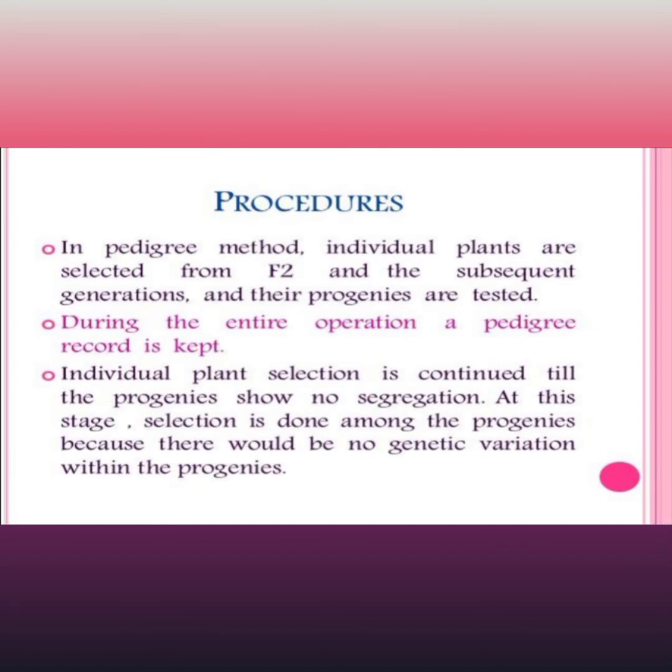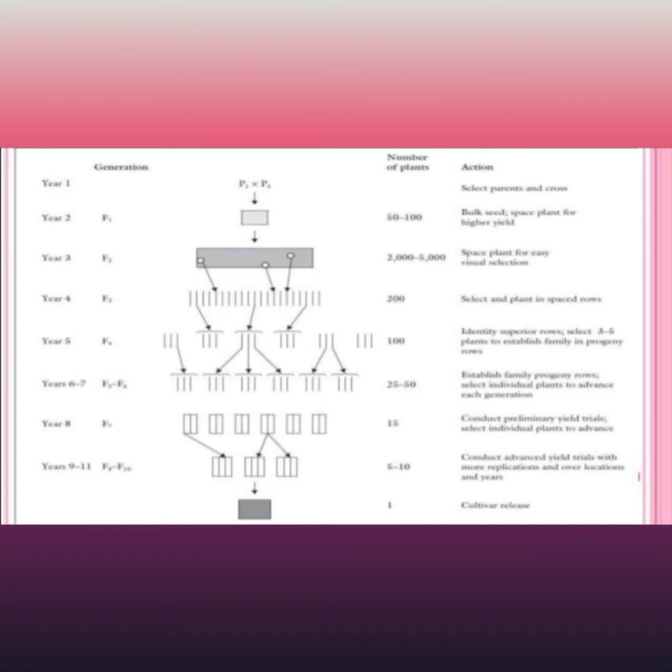In the pedigree method, individual plants are selected from the F2 and subsequent generations and their progeny are tested. During the entire operation, a pedigree record is kept. Individual plant selection is continued till the progeny show no segregation. At this stage, selection is done among the progenies because there would be no genetic variation within the progenies.